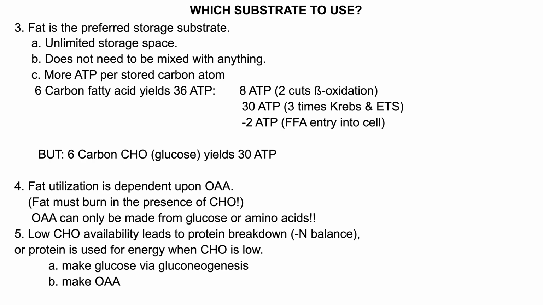It says that if you get to this point of low carbohydrates, you make glucose via gluconeogenesis, make oxaloacetate. Okay, so it's a costly process to be making glucose via gluconeogenesis. You're using up more ATP to do that, so you're putting yourself in a negative even further.